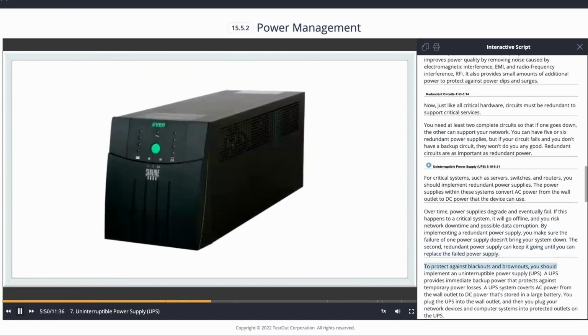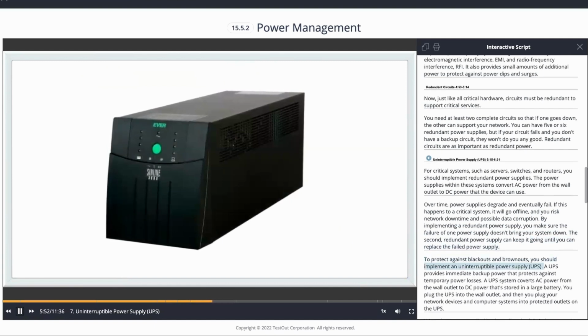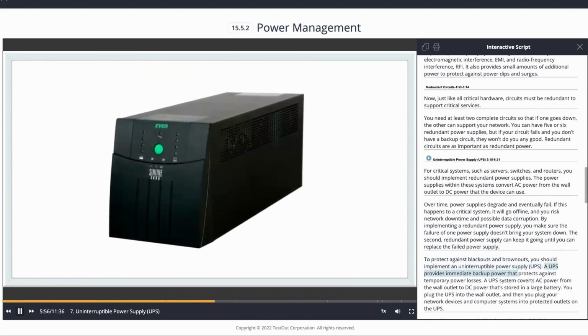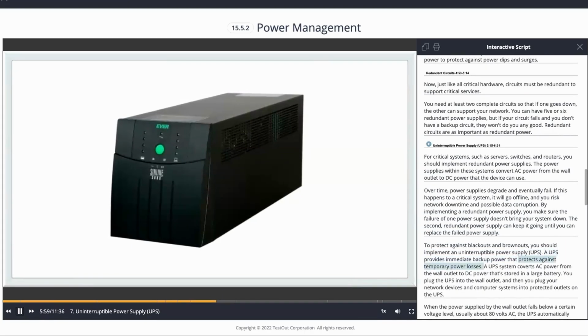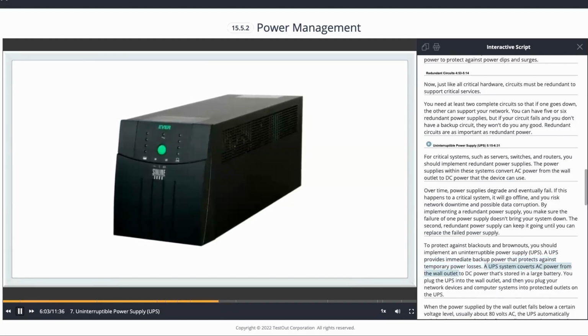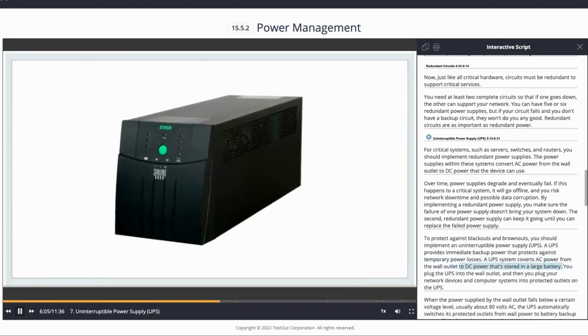To protect against blackouts and brownouts, you should implement an uninterruptible power supply, or a UPS. A UPS provides immediate backup power that protects against temporary power losses. A UPS system converts AC power from the wall outlet to DC power that's stored in a large battery.